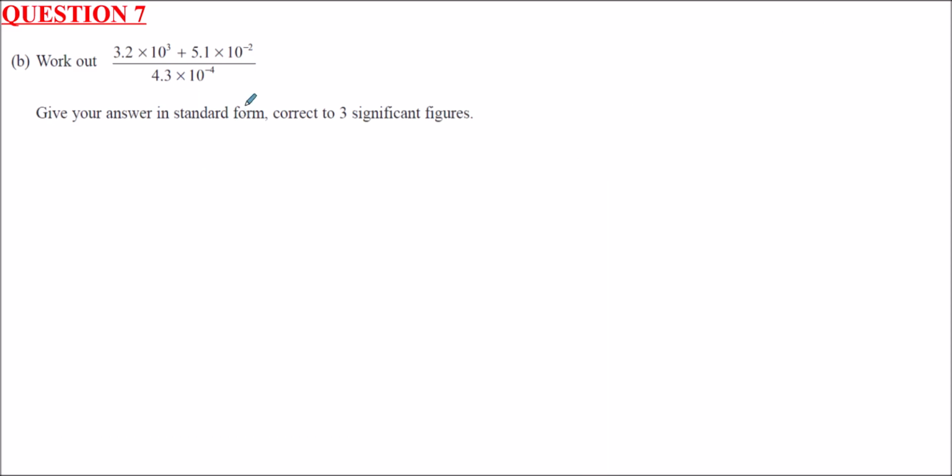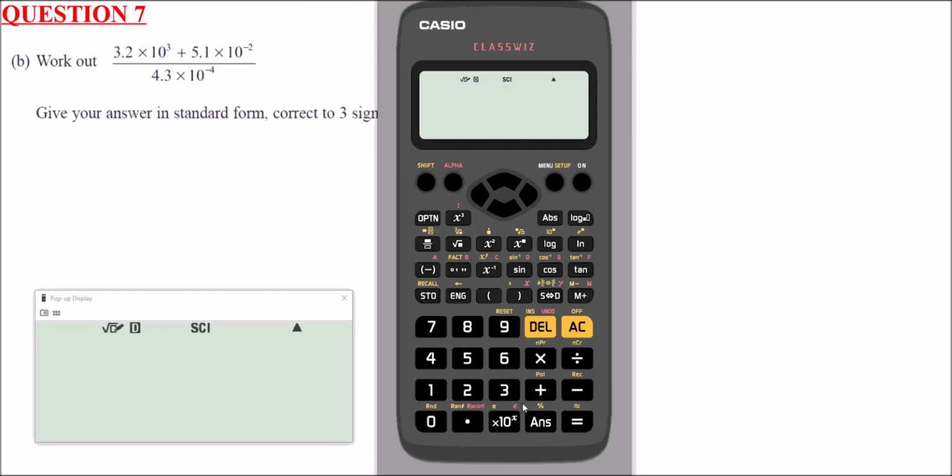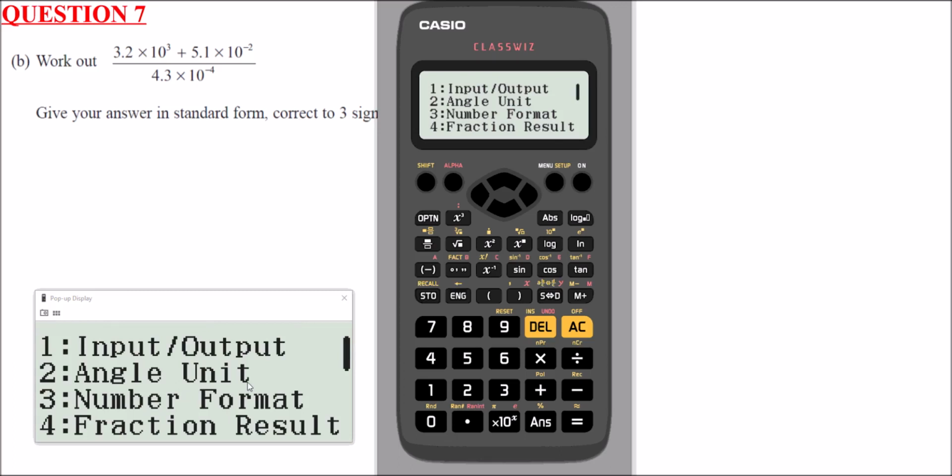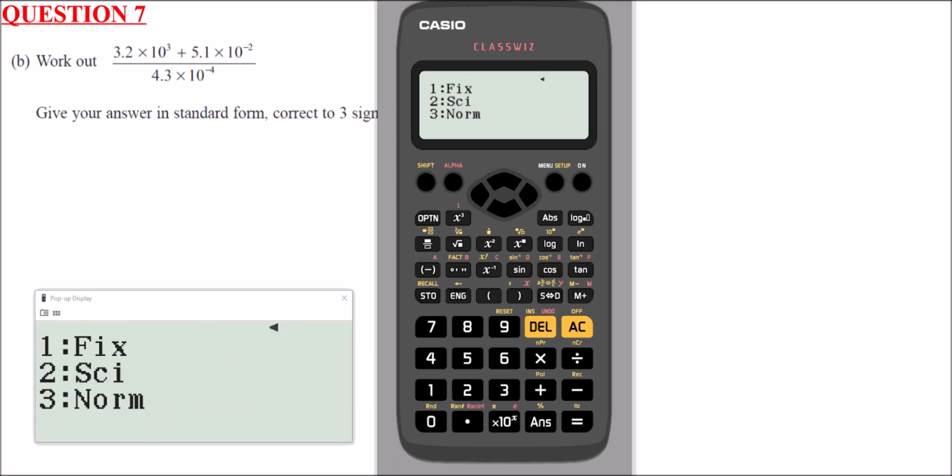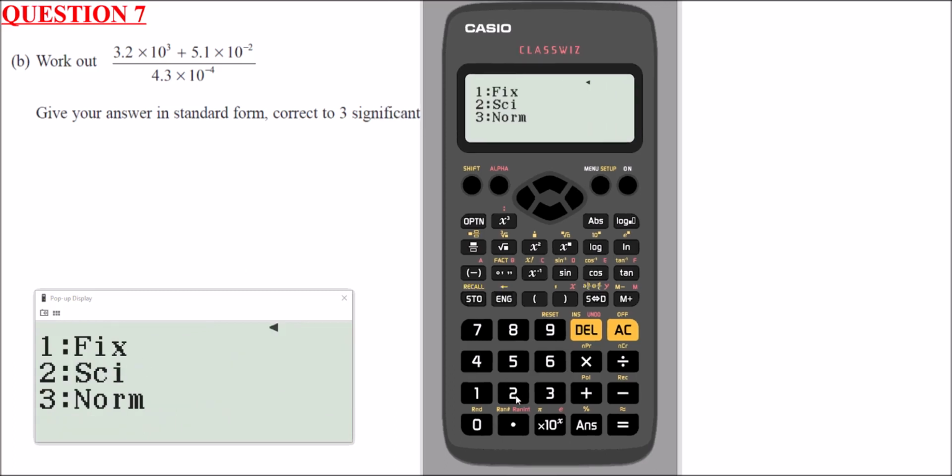So part B, it says work out this calculation and give your answer in standard form correct to 3 significant figures. Okay, so I'm just going to show you how to do this purely based on the calculator. Go to Shift Menu again, number format, press 3, go to SCI. Now here, we're told how many significant figures we want the answer to be in. It's 3 significant figures, so press 3 here.